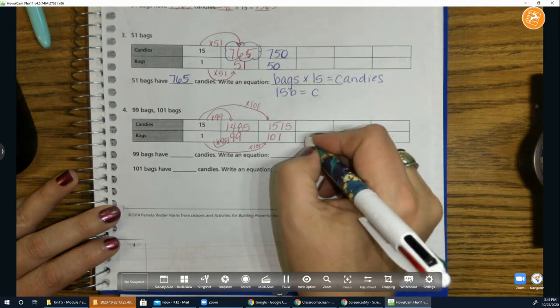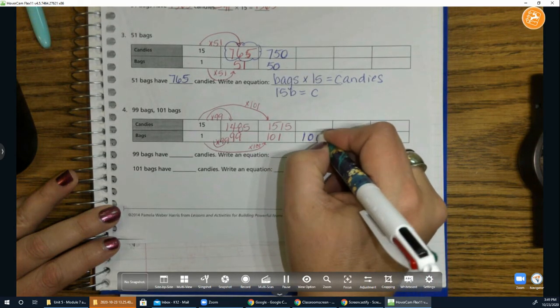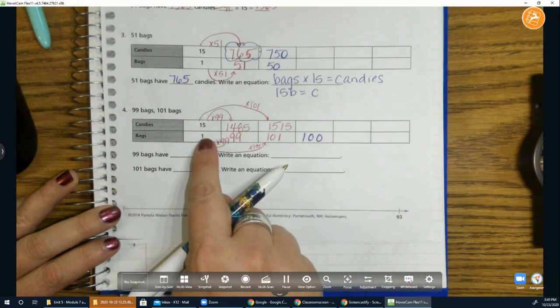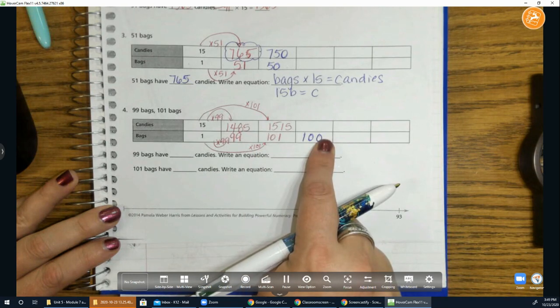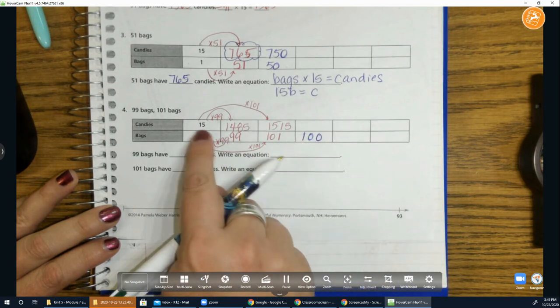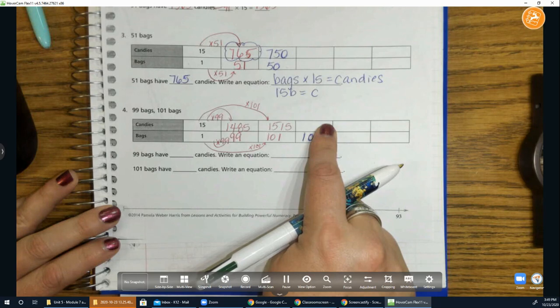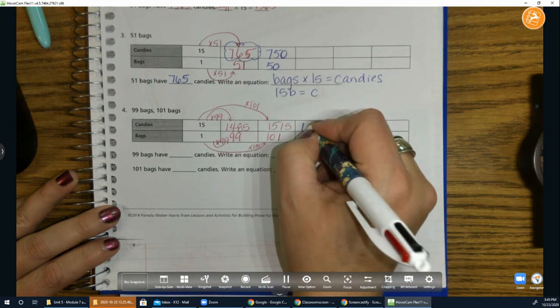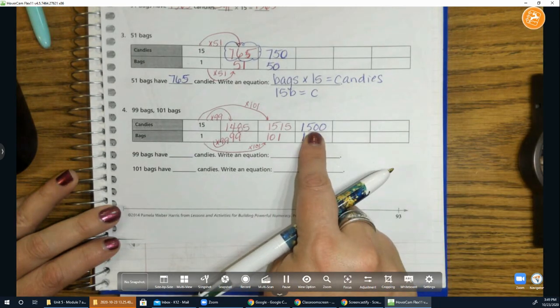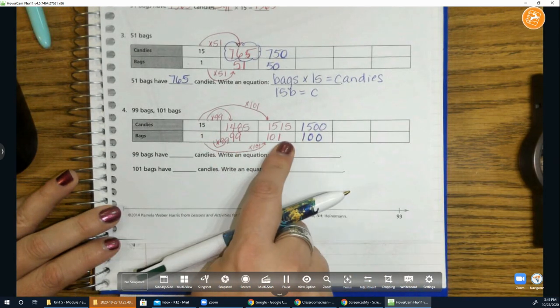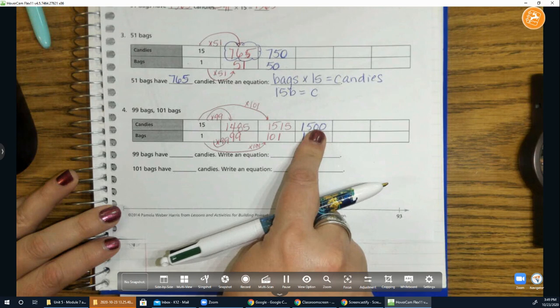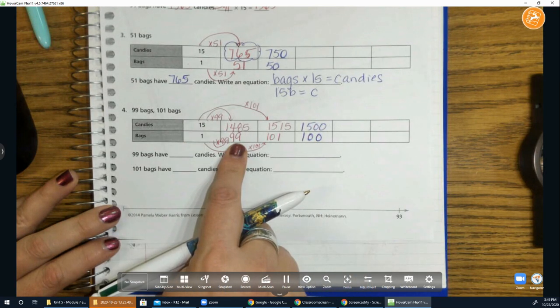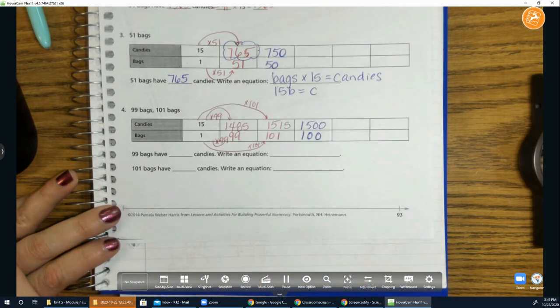I could have also done it one other way. I could have figured out what 100 was. Well, that's easy. 100 times 1 gives me 100. Well, I would take 15 times 100, which I just add 2 zeros to, would be 1,500. I'd add 15 to figure out 101, and I would subtract 15 to figure out 99. So that's just another way of thinking.